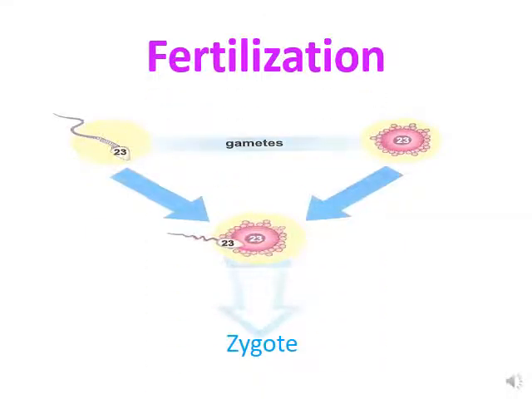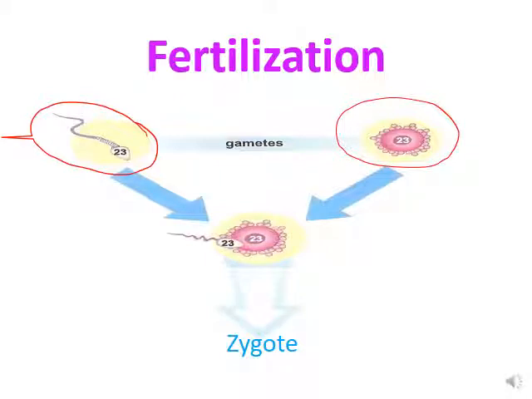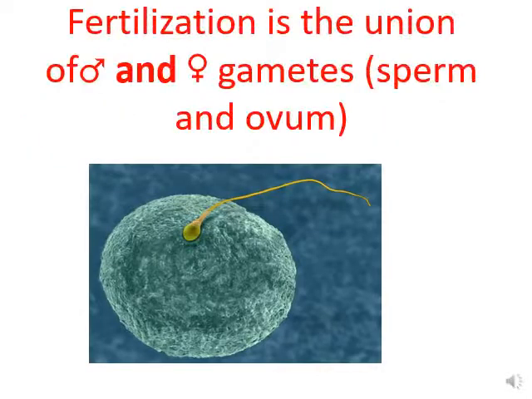Also, we said what is fertilization? It's the union of the male gamete, which is the sperm, with the female gamete, which is the ovum, to form the zygote and the embryo. So fertilization is the union of the male and female gametes. The male gamete is the sperm, the female gamete is the ovum.